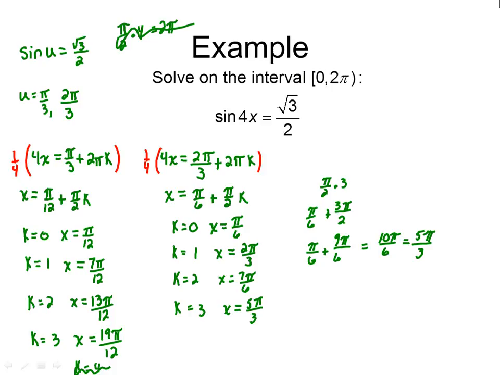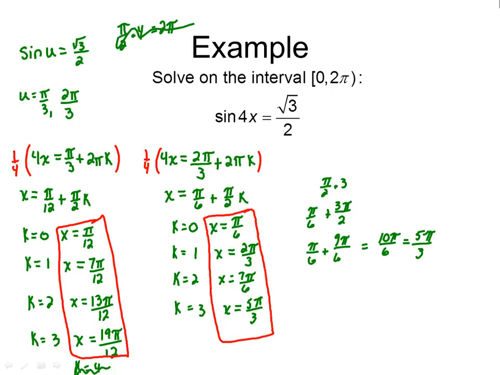Okay, so 8 answers. Here's 4 of them, and here's the other 4. So again, how do you know when to stop? When you get above 2 pi over 360. That's when you're going to stop. That's how you know when to stop.